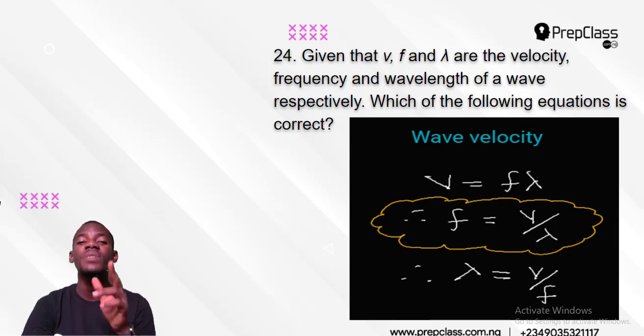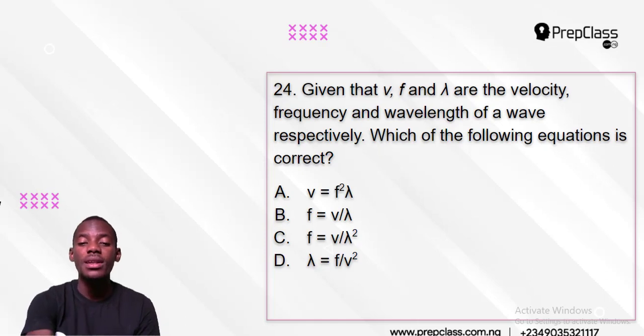If you make frequency the subject, lambda will leave the side of frequency and go under the V, so frequency will then be V over lambda. That is the only form we have in the options, and that is option B. Frequency is V over lambda, and that is correct. So that's the answer to the question.